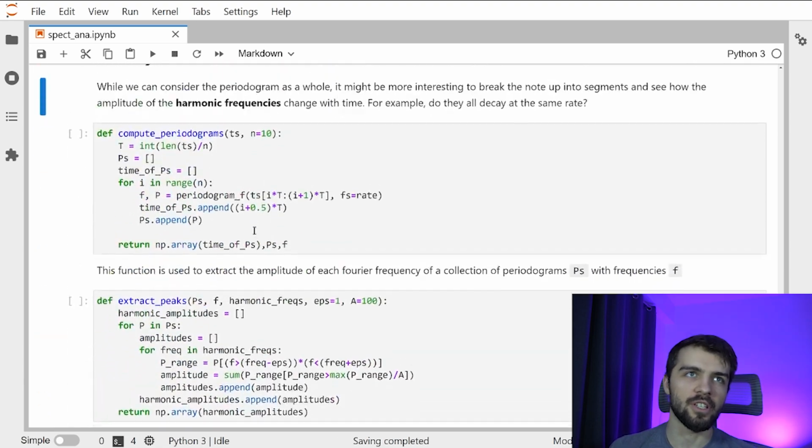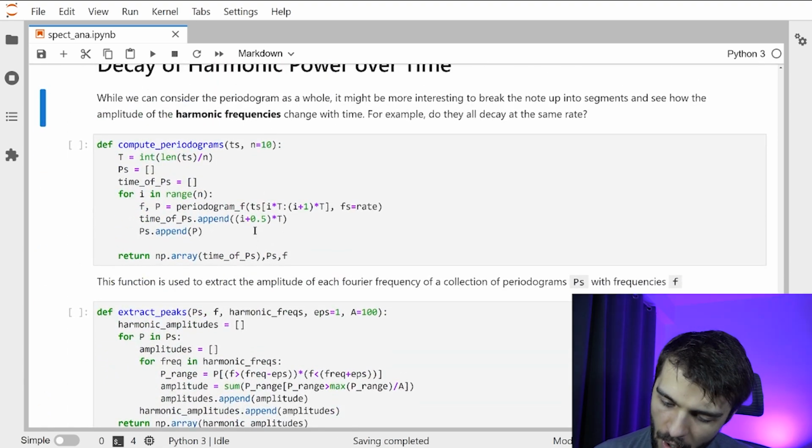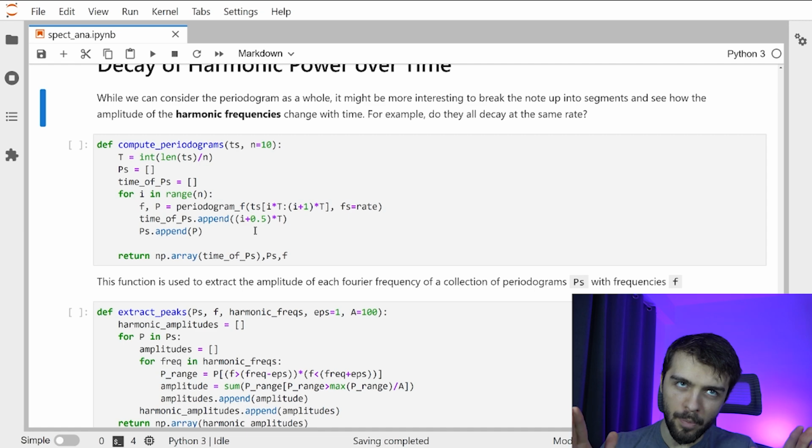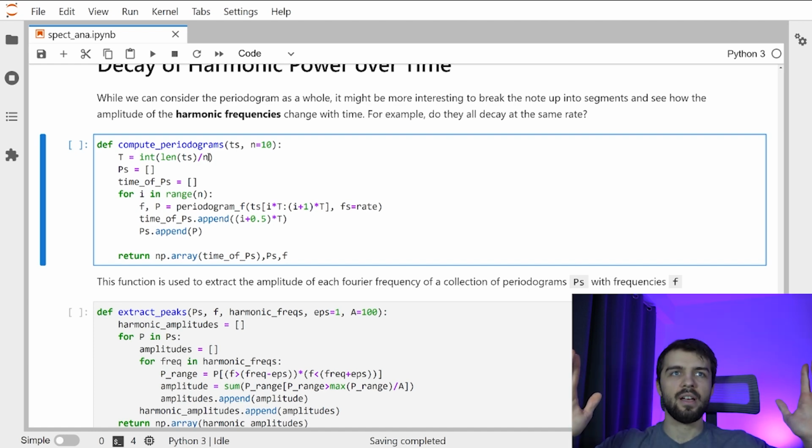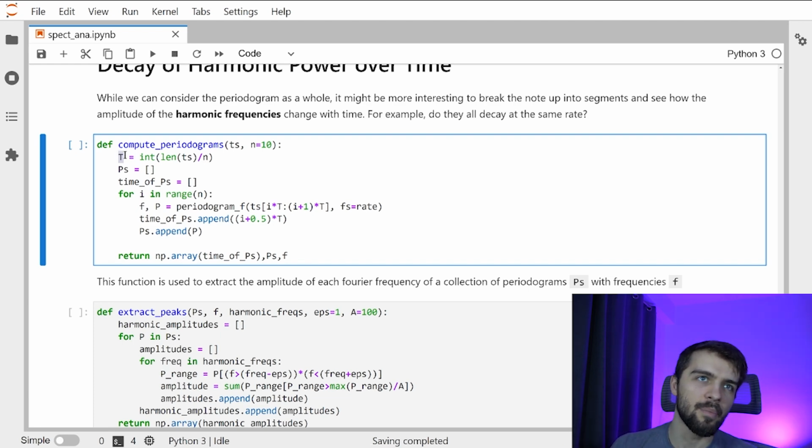So I need a few functions here, right? The first thing I need to do is I want to compute multiple periodograms for one time series. TS stands for time series. So the first thing I do is I say T. That's the length of my time series divided by how many times n I want to split it up. So if I have 10,000 points and I want to split it up 10 times, I have 1,000 points, right? So T gives me how many points there are. It's 10,000 divided by 10, which is 10 in this case.